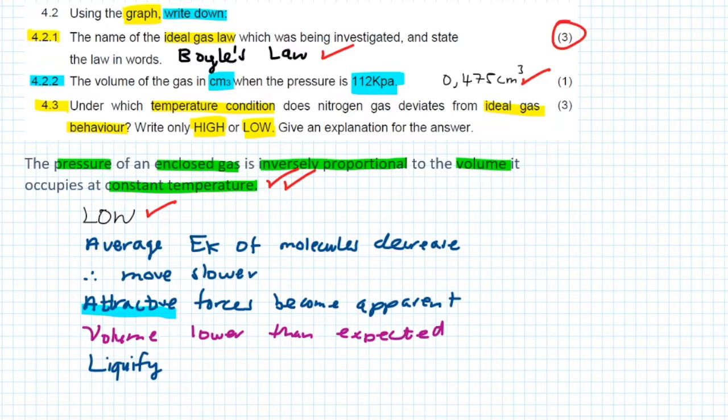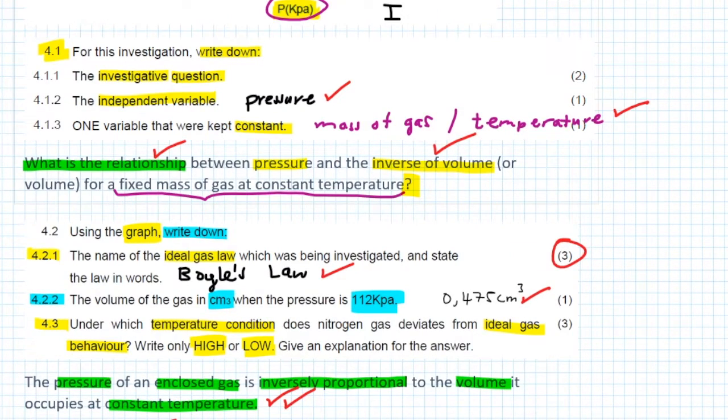So you're going to get 1 mark for saying low. Then you're going to get 1 mark for mentioning either the average kinetic energy or the attractive forces. I'm not too sure how the marks were awarded in this question paper because the memo is not yet available. And then you're going to get 1 mark for saying that the volume is lower than expected or that it's going to liquefy. Okay, and this brings us to the end of question number 4.